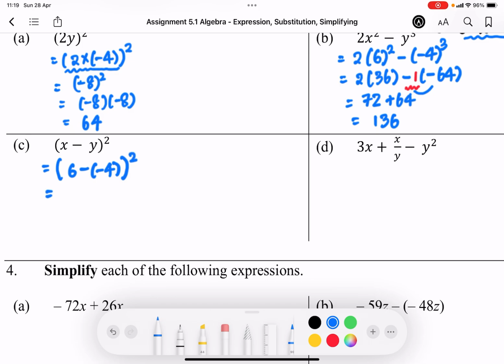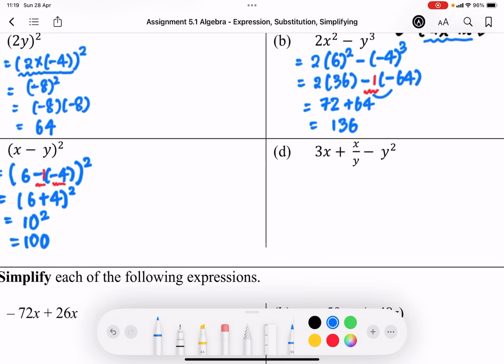Now, according to BODMAS rule, we will finish whatever is in the bracket first. Again here, you notice that this is minus negative 4. So it is like having a negative 1 here to multiply by this negative 4. Carry on, we have 6 minus negative 1 times negative 4. So we have positive 4 and the whole thing squared. So 10 squared, as a result, we get 100.